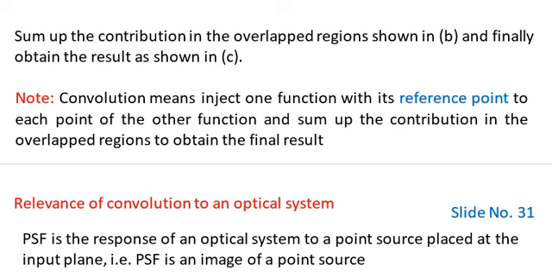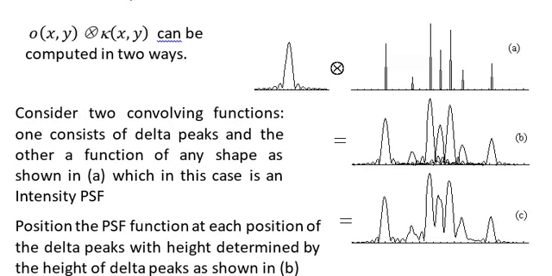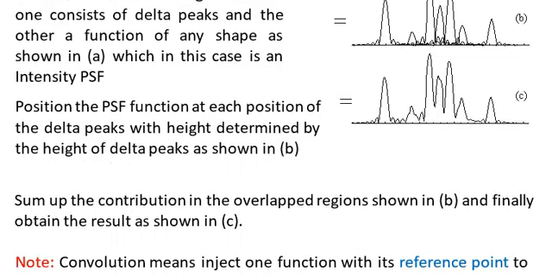Convolution means injecting. Now concentrate very carefully: convolution means injecting one function, with its reference position, to each point of the other function and summing up the contributions in the overlapped regions to obtain the final result. Here the reference position, in the above example, is the center of the kappa function, which is in the first row in figure A on the left-hand side. This is kappa, and its reference position is the center of this peak. So we place kappa with its central position at each delta function and obtain B, and finally we sum up the contributions in the overlapped regions in B and come out with the result in C.